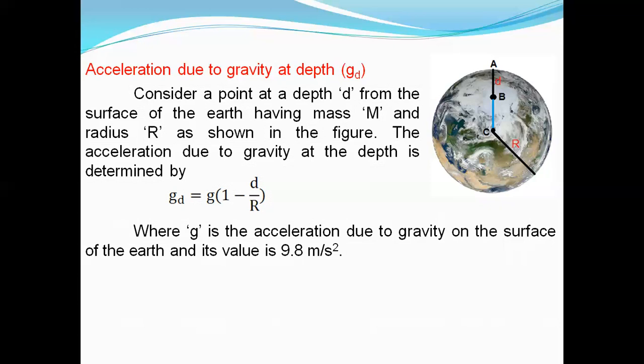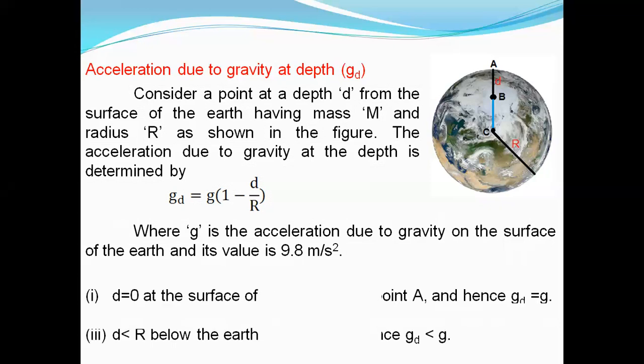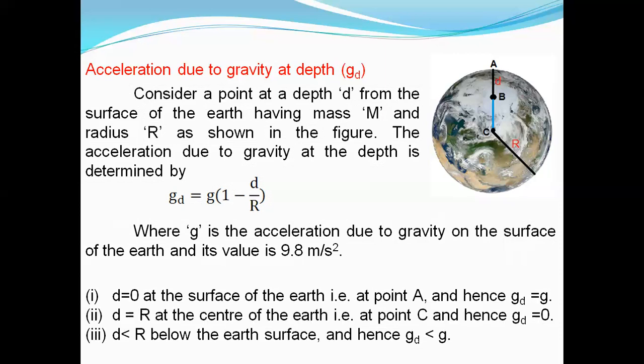Now let's test this formula for the surface and the center, for any object below the surface of the Earth. So let's assume the object is at A. In that case, point B is at A, and so d will be 0. From the above formula, d by R, 0 by R, will be 0. 1 minus 0 results in 1. And if you multiply 1 with g, it will give you g, and so g_d equals g.